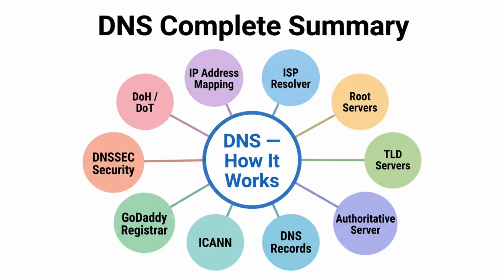All right, let's wrap it up. DNS is the internet's phone book. It translates human-friendly domain names like google.com into machine-friendly IP addresses. Your ISP's resolver does the heavy lifting, asking root servers, TLD servers, and finally the authoritative server to get the answer. Domain registrars like GoDaddy let you buy and own domain names. DNS propagation spreads updates worldwide, and modern tools like DNSSEC, DoH, and DoT keep the system secure. The next time a page loads instantly, you'll know the invisible magic behind it.